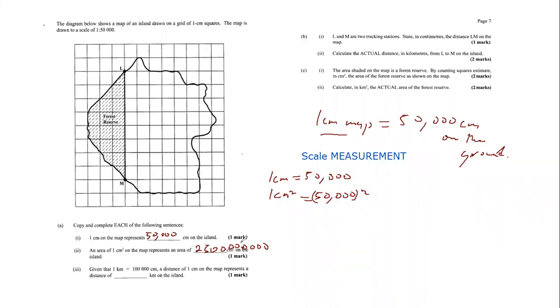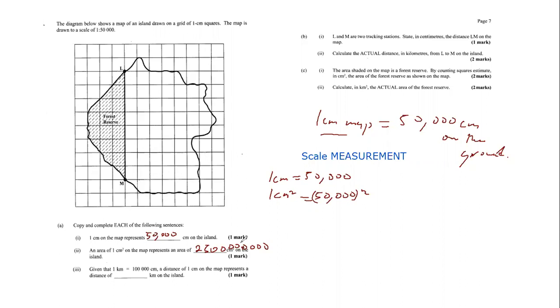Okay, next question. Given that 1 kilometer is 100,000 centimeters, a distance of 1 centimeter on a map represents dash centimeters, dash distance kilometers on the island.